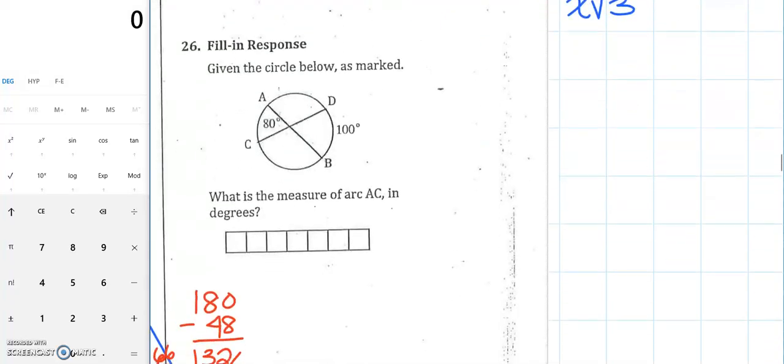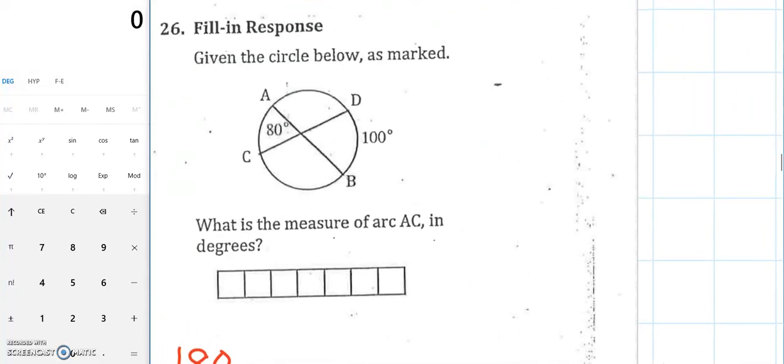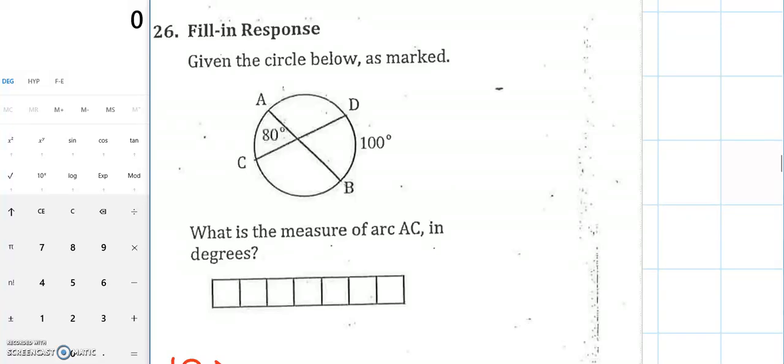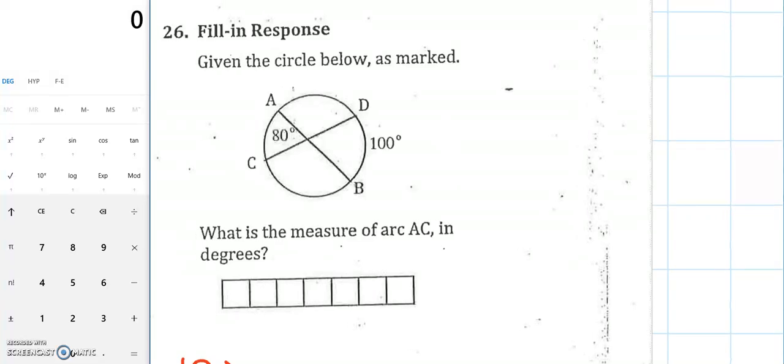Okay, next question. All right, here's a circle question. And circles are pretty fresh for us, so let's see what we can do. Now, the question asks you to find the measure of arc AC. So this arc right here. Now, what we have is the vertical angle of 80 degrees, which is the same as the vertical angle across from it. And we have the intercepted arc on the right, which is 100.